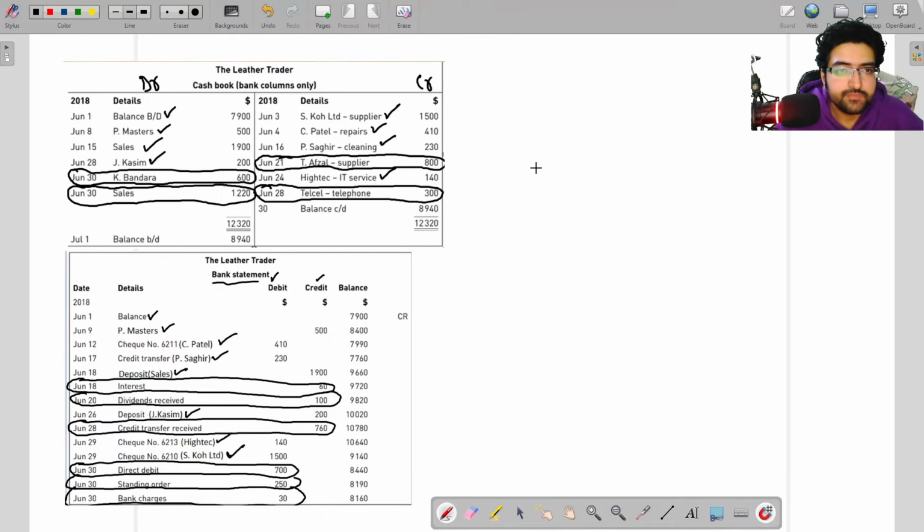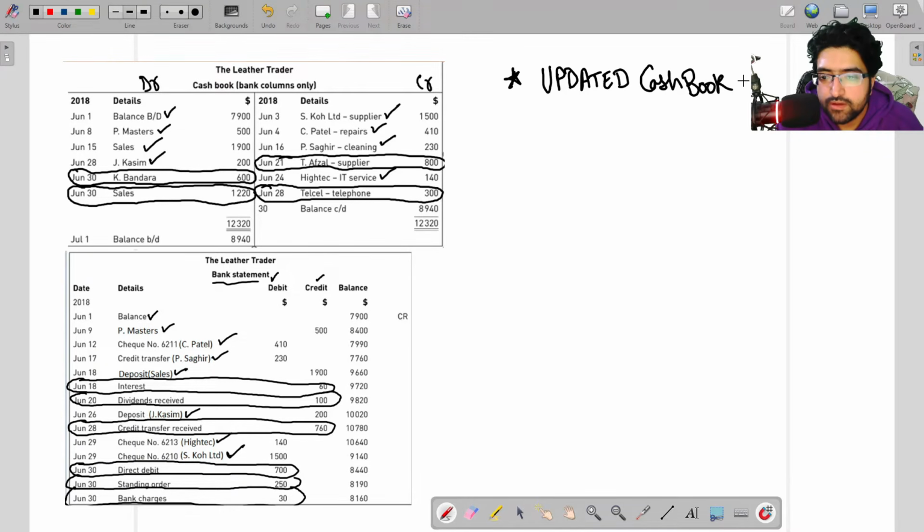Now, what is the first step? I have told you guys, the first step to start this process after comparing the cash book with the bank statement is to prepare the updated cash book. So I'm going to make it here. Updated cash book.